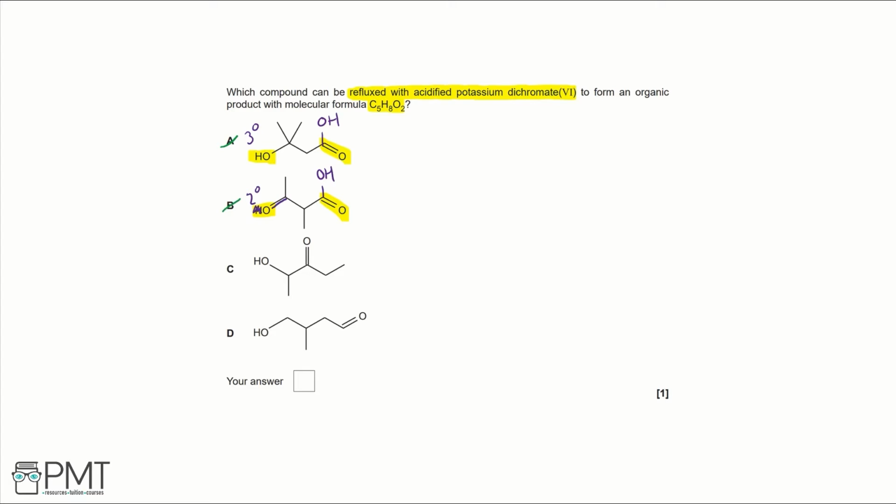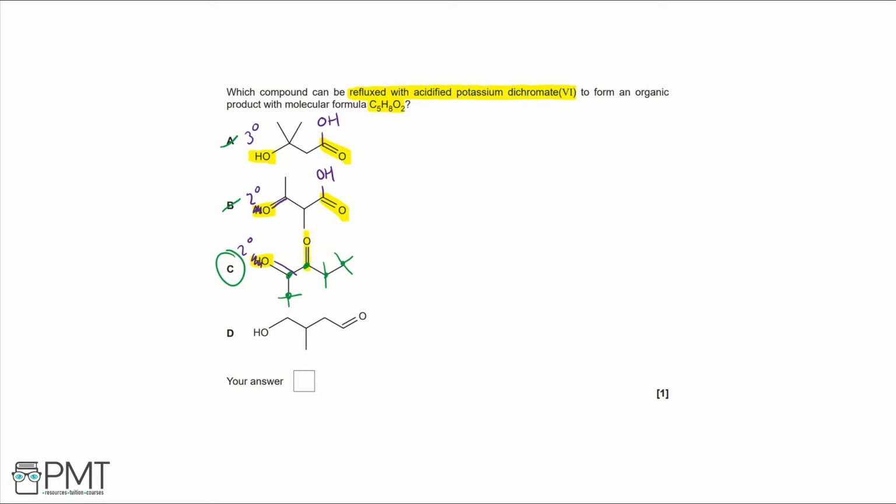Then looking at C, this alcohol group is a secondary alcohol, so it will form a ketone, and then we eliminate this hydrogen. It's got a ketone group already, and this ketone group won't react when refluxed with potassium dichromate. So we've got these 2 oxygens, then we need to count the carbons and the hydrogens. So we have 1, 2, 3, 4, 5 carbons, so it's looking promising. And then we have 1, 2, 3, 4, 5, 6, 7, 8 hydrogens. So C is looking like it's going to be our answer, but we just want to double check.